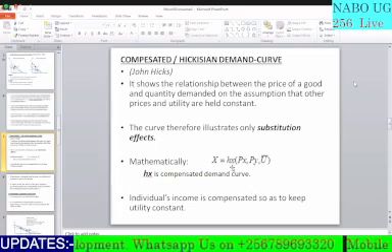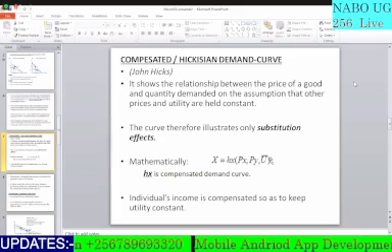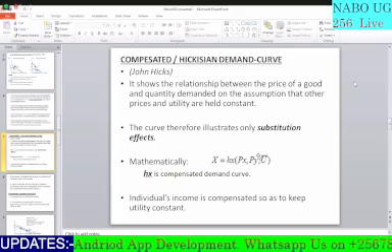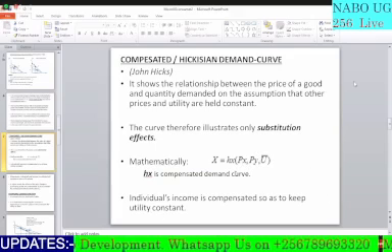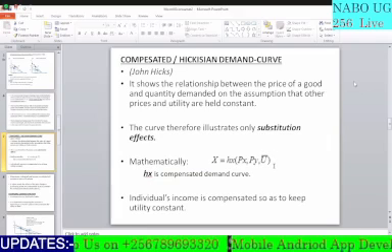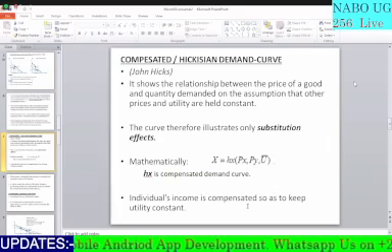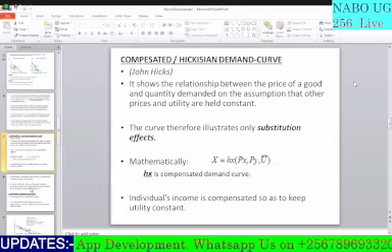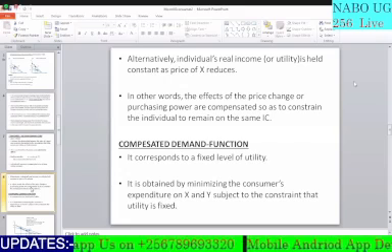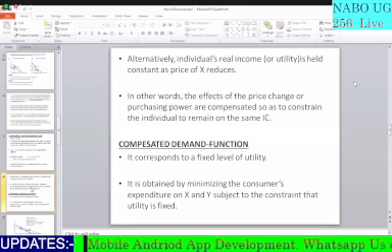So the compensated demand curve is a function of the prices and the utility, whereas we saw that the Marshallian demand curve is a function of the prices and the income. Here, this shows utility, and you see a bar on top of U, meaning that utility is constant. It means the individual's income is compensated so as to keep utility constant. Alternatively, the individual's real income is held constant as the price of X reduces.